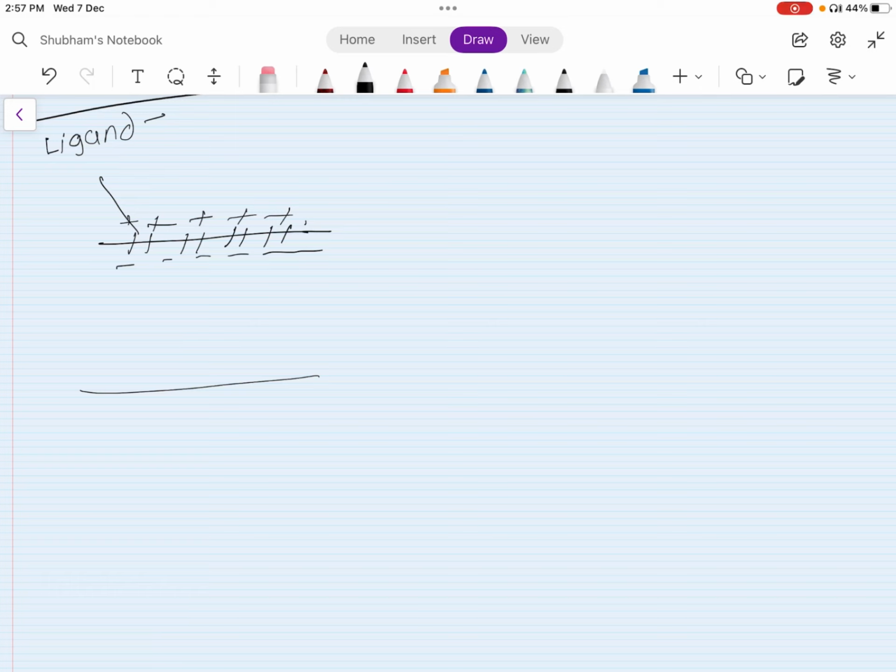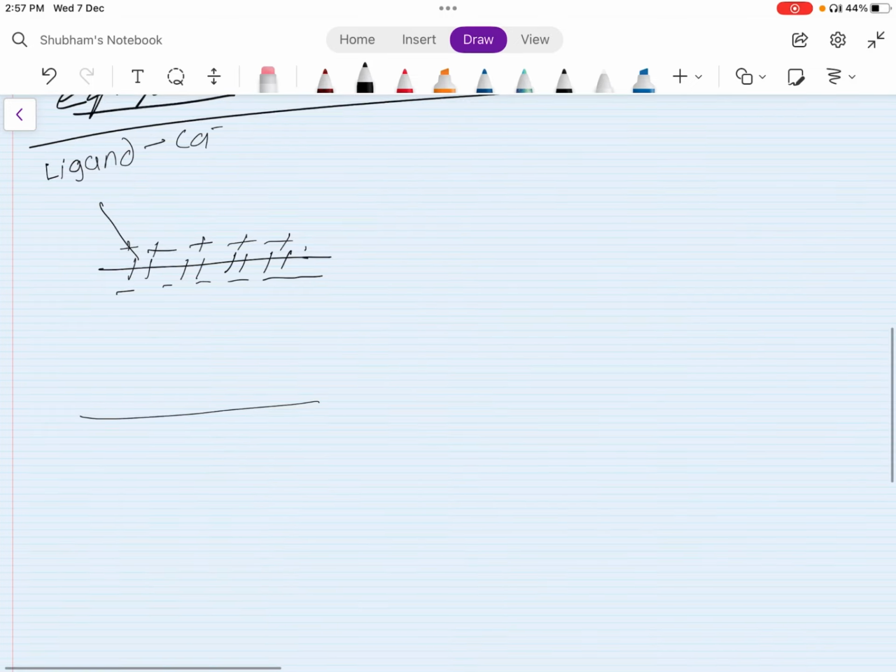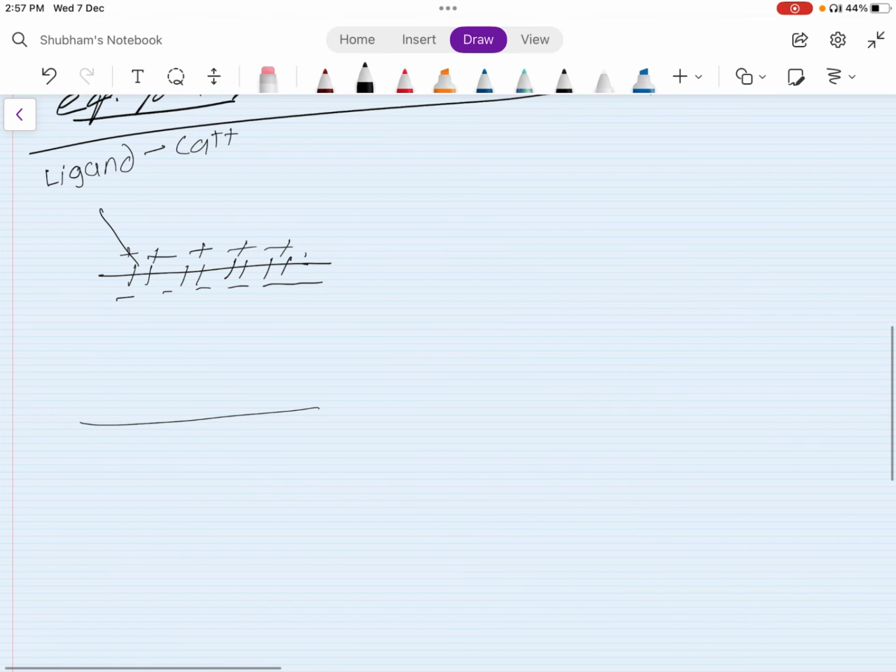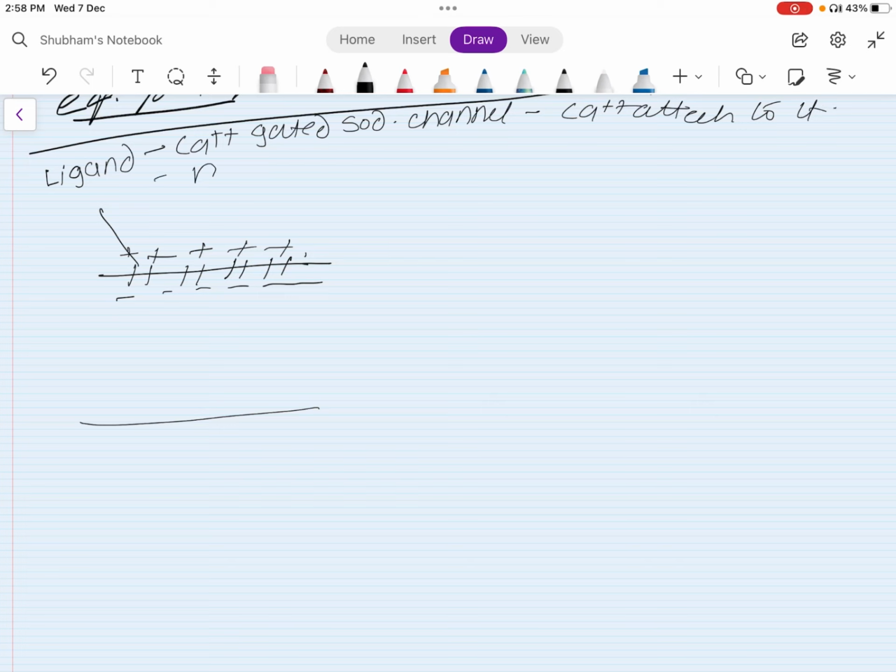It means that if a certain cation or anion, something like, if they say calcium gated sodium channels, what does this mean? That this channel will only open if calcium is attached to it, otherwise it won't open. Voltage gated, what does it mean? They will only open when there is a certain decrease in voltage, right? So now that we understood the concept, we know all of this.